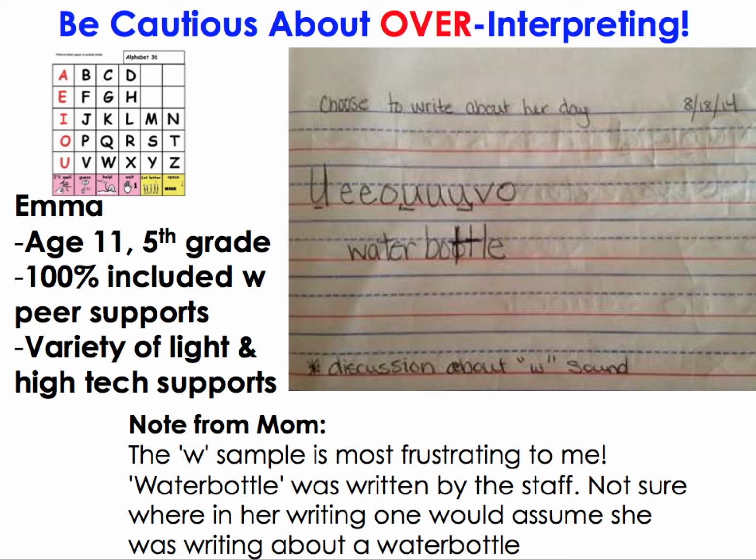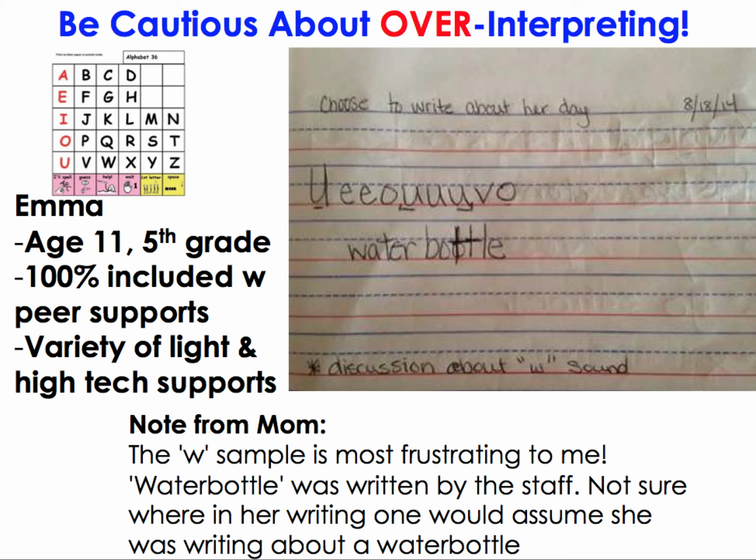Water bottle was written by the staff, not sure where in their writing one was assumed she was writing about her water bottle. So if we can't find that, let's just talk about some of the letters that she used a lot, like U. We could talk about U and what meanings U has in her life. You know what? I know 3 words with U that really mean a lot to you, Maggie. That you love it when it's time to get up after you've been working. Here's how I write the word up, etc.